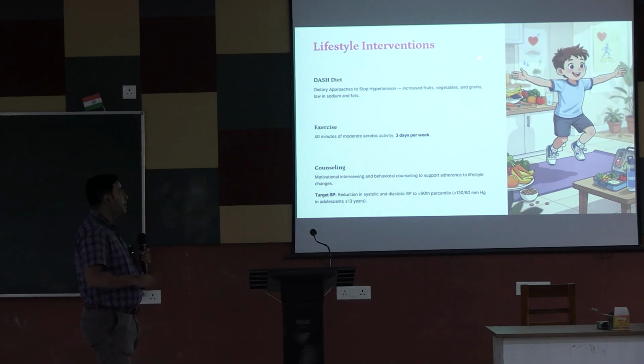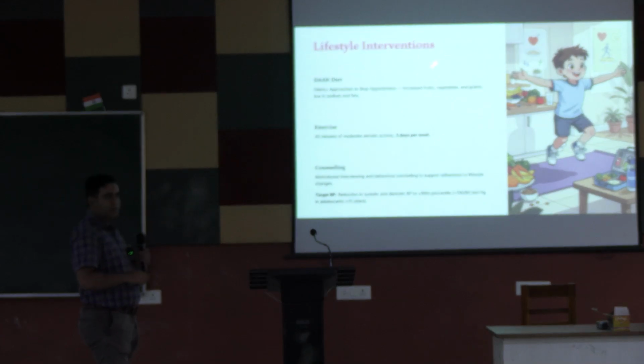What are the points in the lifestyle intervention? DASH diet. DASH diet you might have read in community medicine as well. This is nothing but high fiber diet. Dietary approach to stop hypertension is increase foods, vegetables, grains, low in sodium and fats. Exercise. How much exercise? This is also, I think you have read in community medicine. 40 minutes of moderate aerobic activity 3 days per week. Daily করতে হয় না, ওখানেও লেখা আছে, এগুলো community medicine আমরাও পড়েছি, হয়তো তোমরাও পড়েছো. 40 minutes of moderate aerobic exercise 3 days per week.